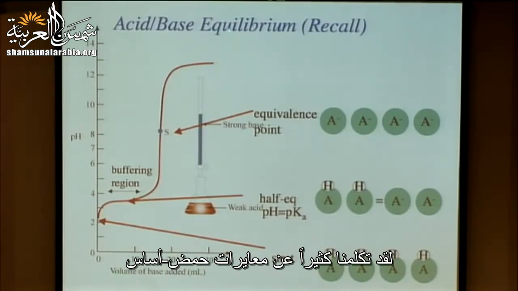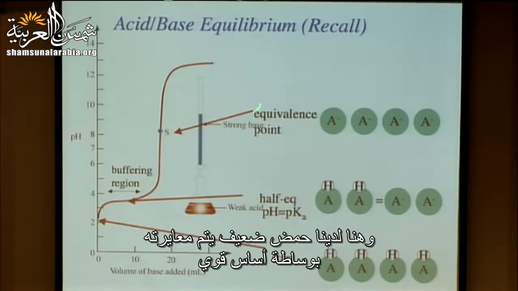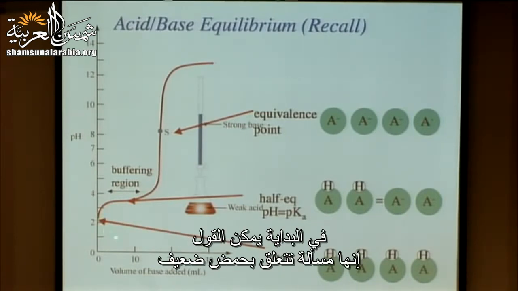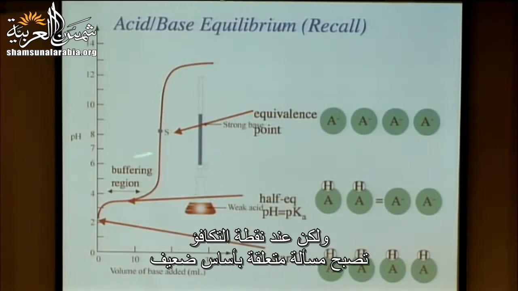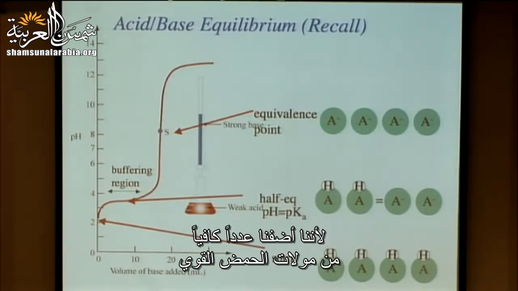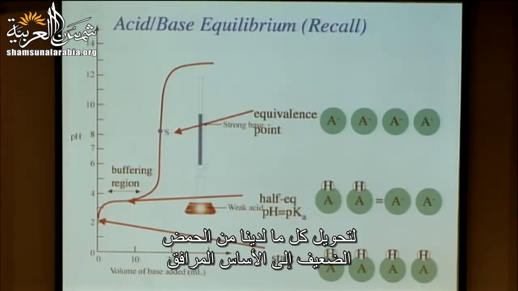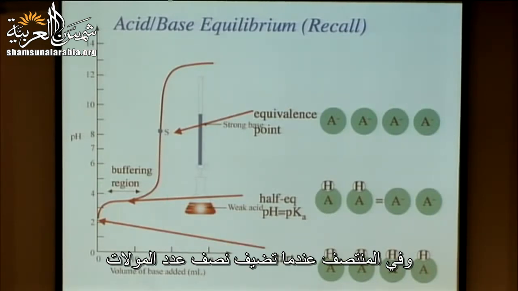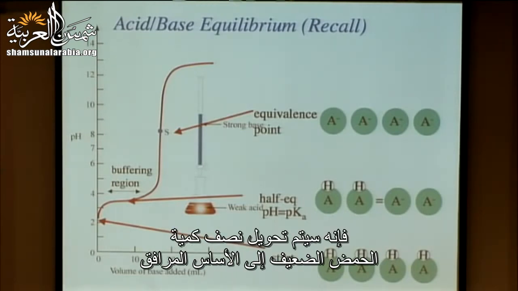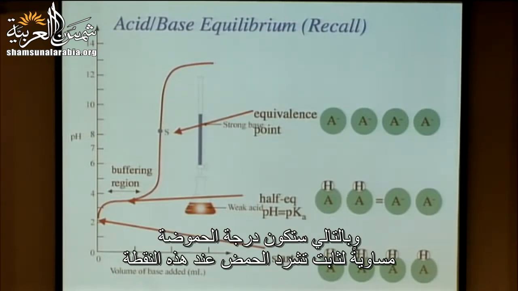So we talked a lot about acid-base titrations. Here we have a weak acid titrated with a strong base. In the beginning, it's a weak acid problem. At the equivalence point, it's a weak base problem because we've added enough moles of our strong base to convert all of our weak acid to its conjugate base. And in the middle, when you've added half the number of moles, you've converted half of your weak acid to its conjugate, then the pH is equal to the pKa at this point.